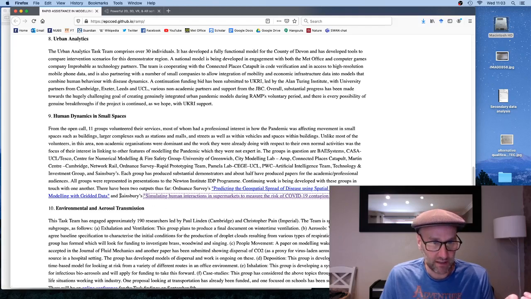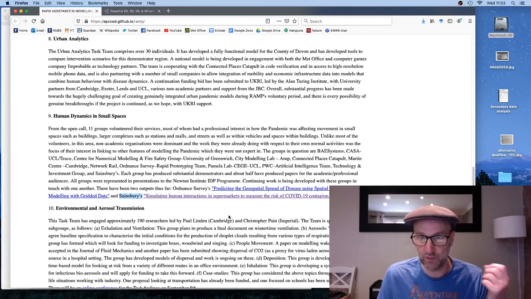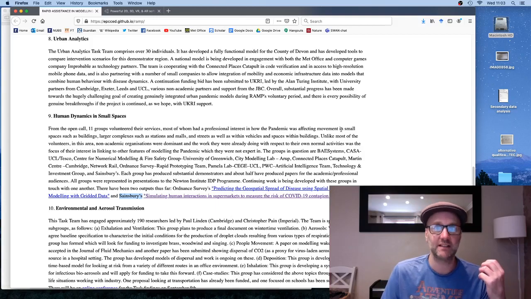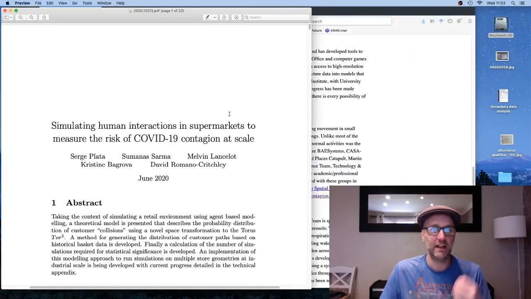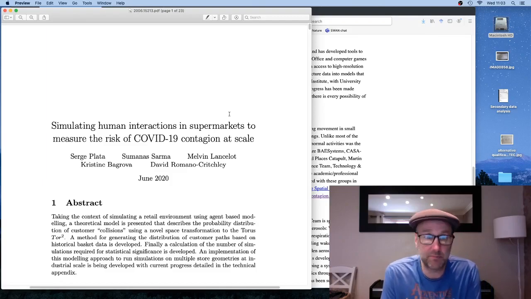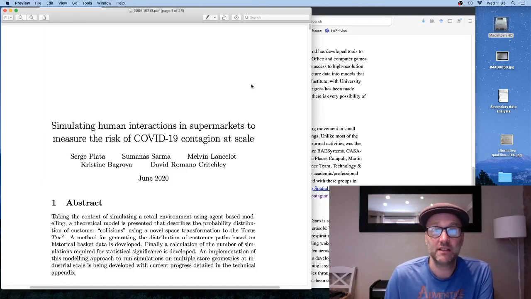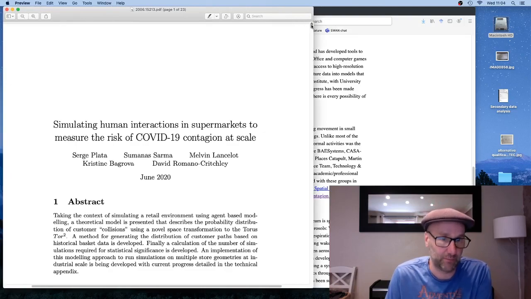So it says that it's Sainsbury's. Sainsbury's are involved. And the paper is called Simulating Human Interactions in Supermarkets to Measure the Risk of COVID-19 Contagion at Scale. And I've got it right here. So let's have a look to see what they did. And I'm going to try and explain it as simply as possible, because this is actually really important for people to know about, I think.